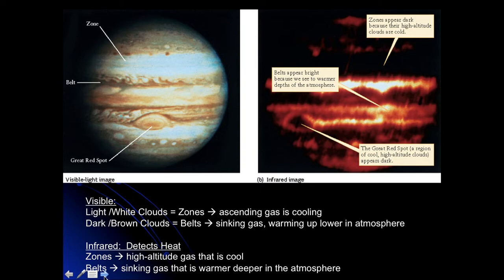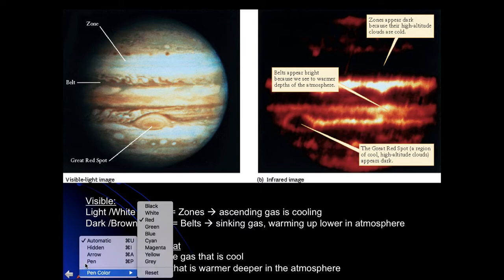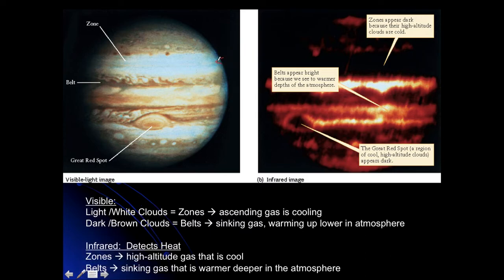When we look in the infrared, so looking at the heat signature, we are able to actually see what's happening here. You can see that the belts, the brown clouds, appear warmer, because they're looking into the depths of the atmosphere. But in these white clouds, you can see how they correspond to each other. There's the white cloud there, and there's the exact same white cloud in the infrared, the heat signature. You see it's dark, so those are cooler clouds. Whereas these brown stripes, what we call the belts, are nice and bright in the infrared. Those are very hot clouds.